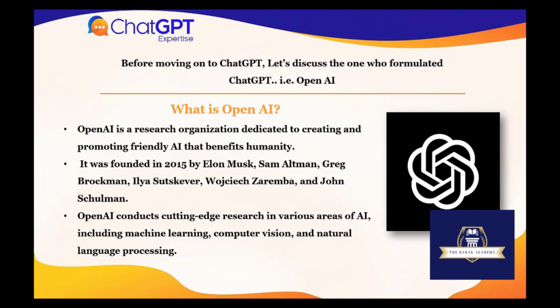Before moving on to ChatGPT, let's discuss the one who formulated ChatGPT, that is, OpenAI. What is OpenAI? OpenAI is a research organization dedicated to creating and promoting friendly AI that benefits humanity. It was founded in 2015 by Elon Musk, Sam Altman, Greg Brockman, Ilya Sutskever, Wojciech Zaremba, and John Schulman. OpenAI conducts cutting-edge research in various areas of AI, including machine learning, computer vision, and natural language processing.